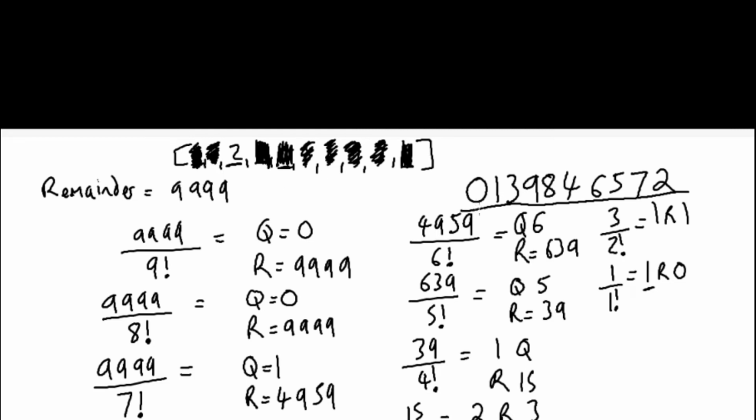Let's try that with the algorithm we have, just to make sure. So 0139846572. Can you see that? You can see that, that's good. Right.